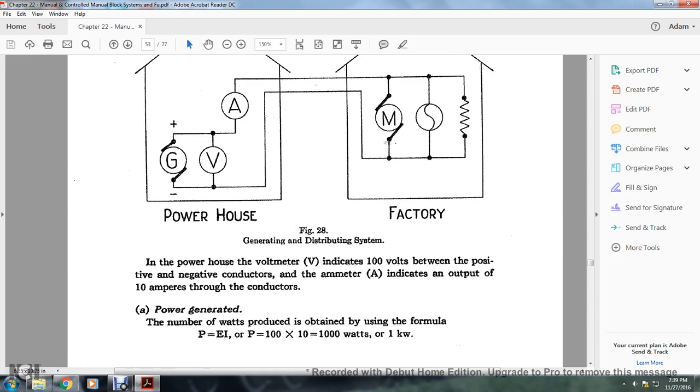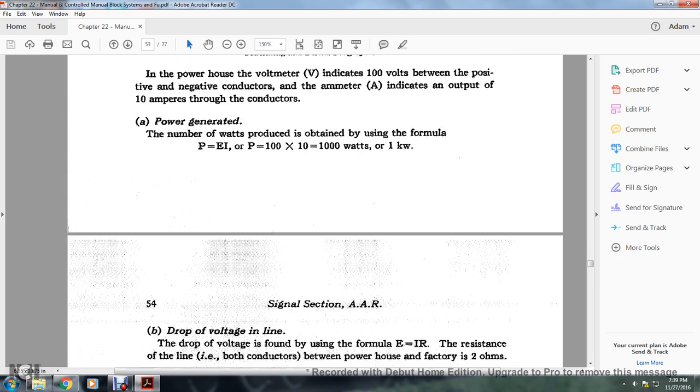In the powerhouse, the voltmeter indicates 100 volts between the positive and negative conductors. The ammeter indicates the output of 10 amperes in the conductor. The power generated, the number of watts produced, is obtained using the power formula: power equals E times I, or P is equal to 100 times 10 equals 1,000 watts, or a kilowatt.